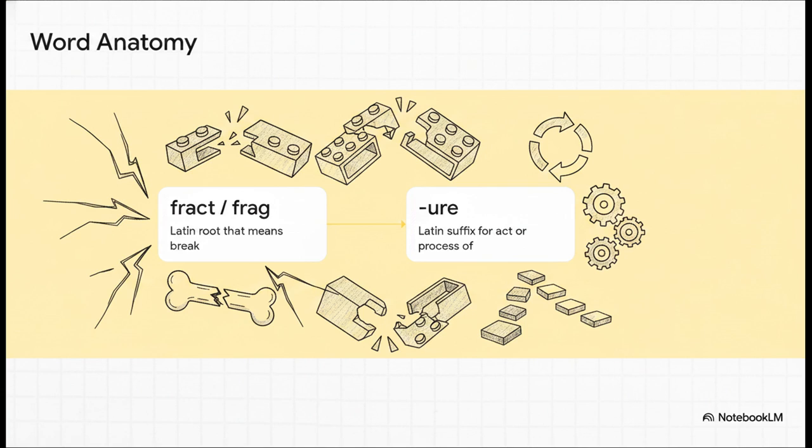And like a lot of English words, fracture is basically built out of these ancient linguistic Lego blocks. Step 1 is the Latin root fract or frag, which literally means break. Step 2 is the Latin suffix "ur", meaning the act or process of. So you snap these two distinct pieces together and you quite literally get the act or process of breaking.